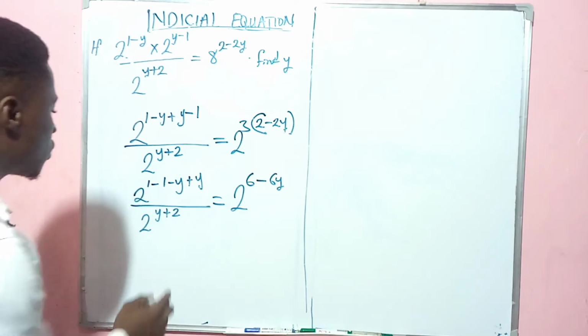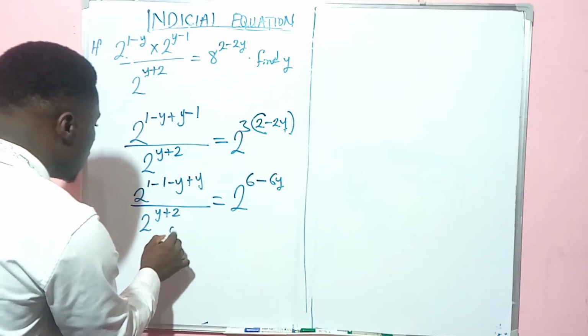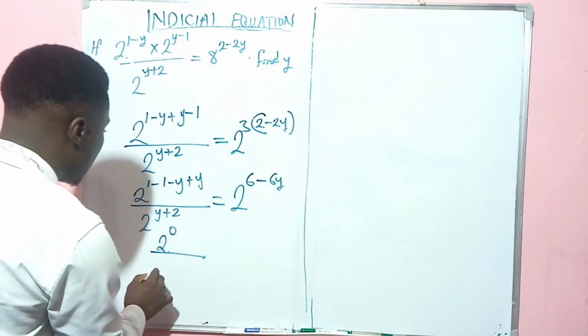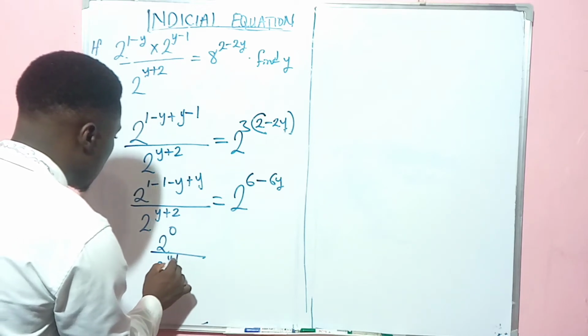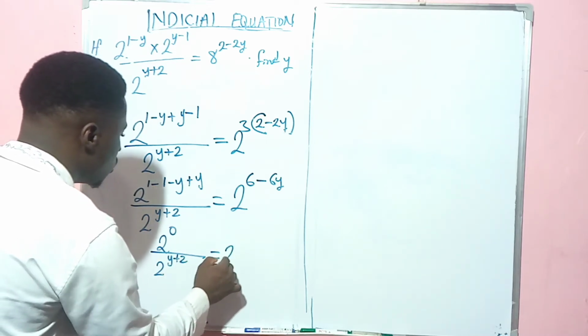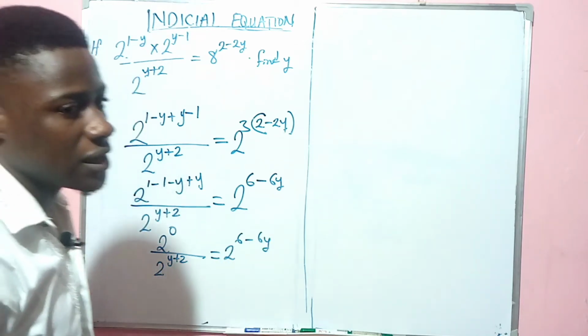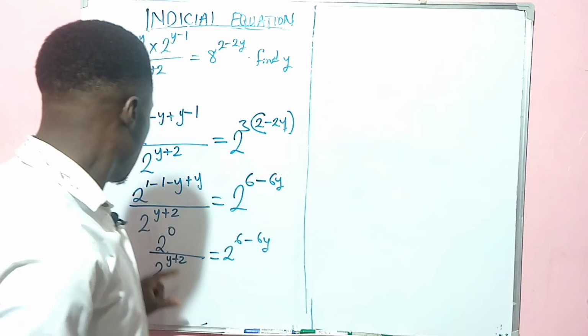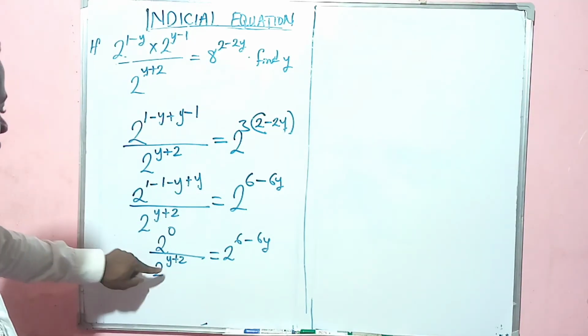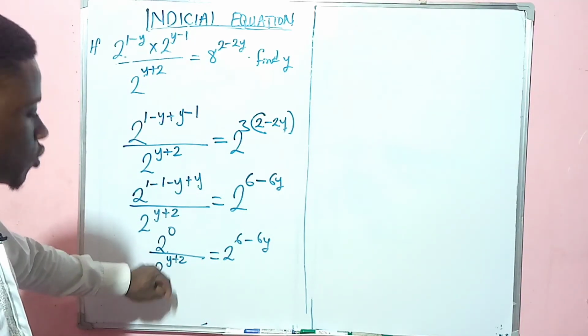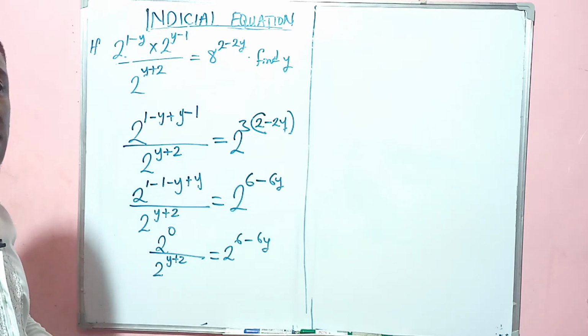As 0, I will have 2 raised to power 0 all over 2 raised to power y plus 2, equals 2 raised to power 6 minus 6y. Let's keep observing. I have 2 raised to power 0 here, all divided by 2 raised to power y plus 2. I can still introduce my division law.